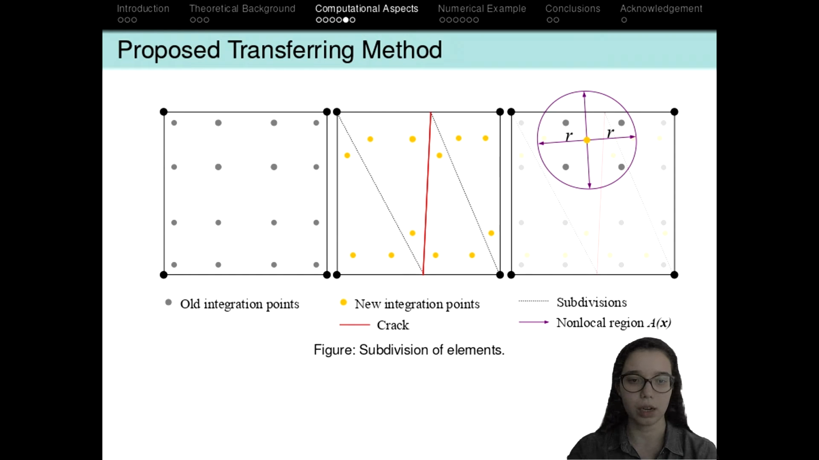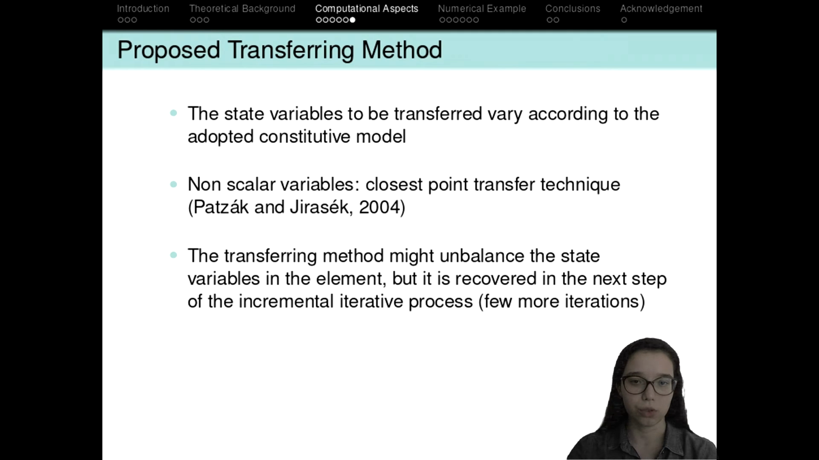So, firstly, in an element containing the traditional Gauss quadrature, when the crack crosses it, the subdivision of elements is applied, and in each one of these cells, the traditional Gauss quadrature for triangles is considered. And for the new integration points, we need to adopt here a radius for the nonlocal region, and therefore define which old integration points are going to be considered for this nonlocal average function. The state variables should be transferred.